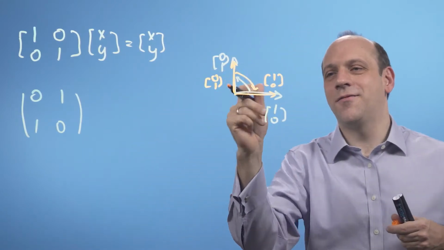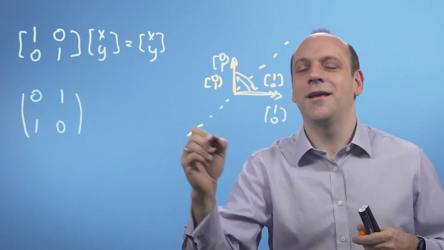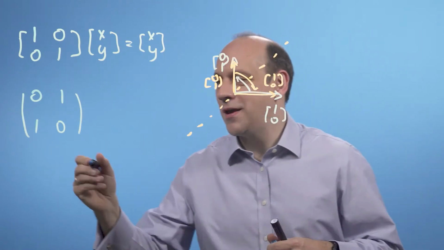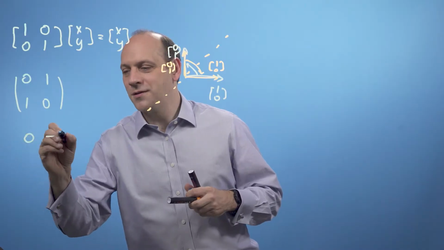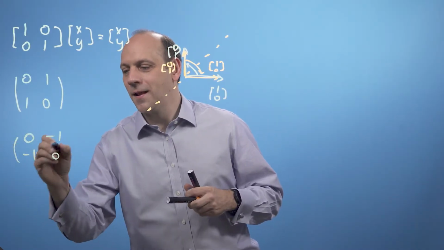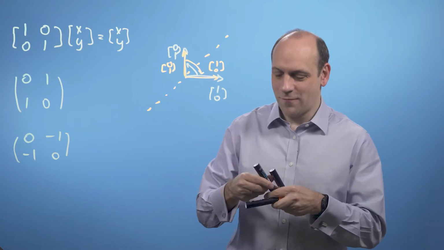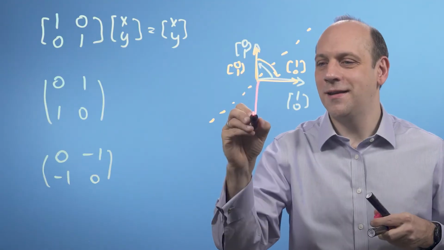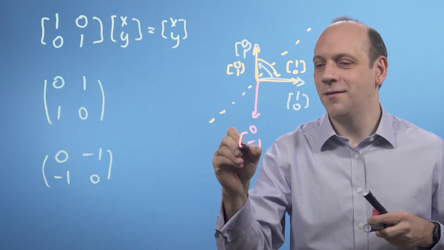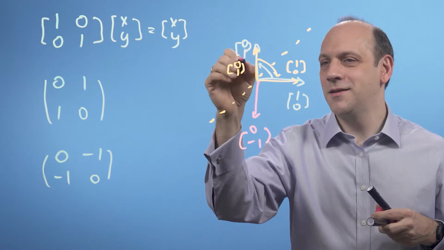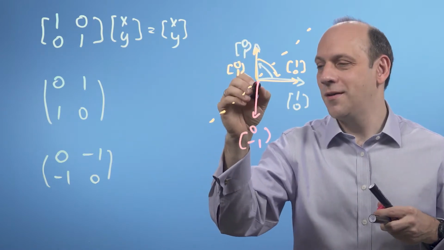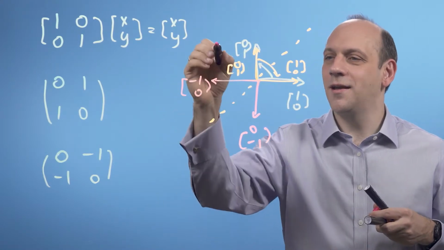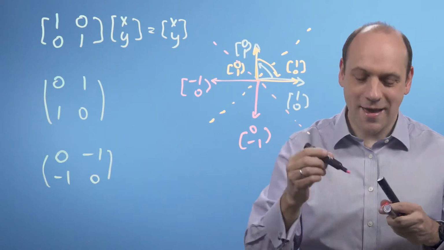So what it does is it flips them around. It's like I've put a mirror in at 45 degrees. I could have another mirror, which would be 0, -1, -1, 0. And that would take 1, 0 here, and it would make it 0, -1, taking it down there. And it would take this axis, 0, 1, and make it -1, 0, so it would make it over there. So that's like having a mirror plane in there.